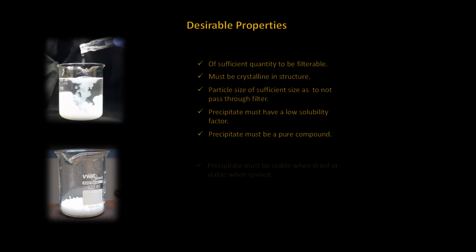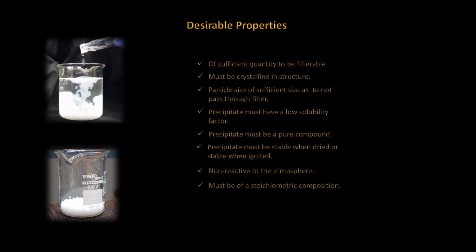The precipitate must be stable and not reactive during a drying or igniting process. It must be non-reactive to the atmosphere. The bottom line is that it must have a stoichiometric composition. That is, it must be a single pure compound, such as the silver chloride that is shown in red in the reaction equation, not a mixture of compounds.